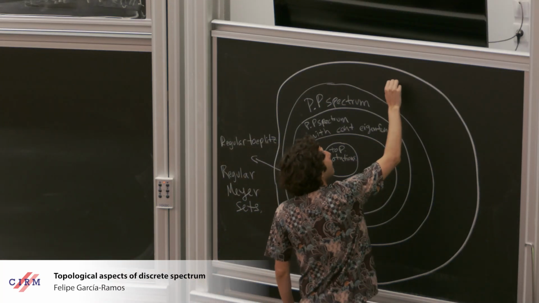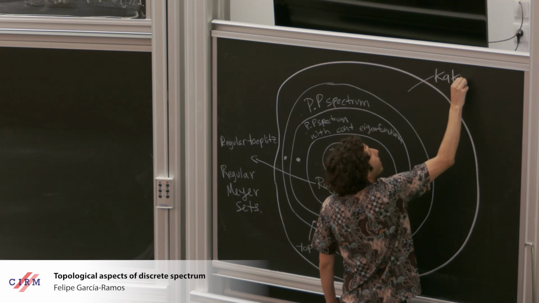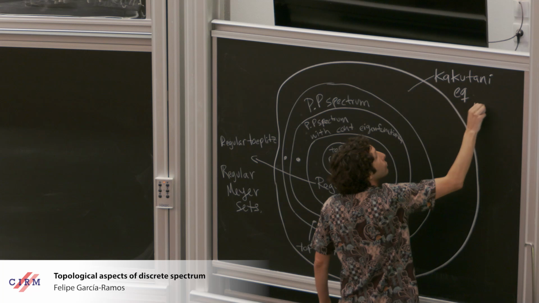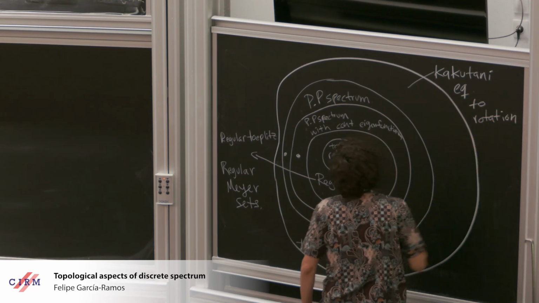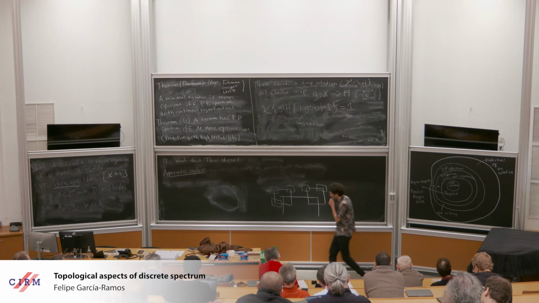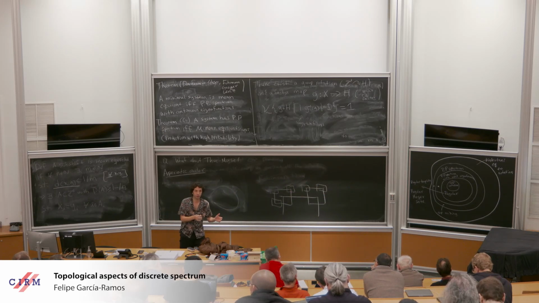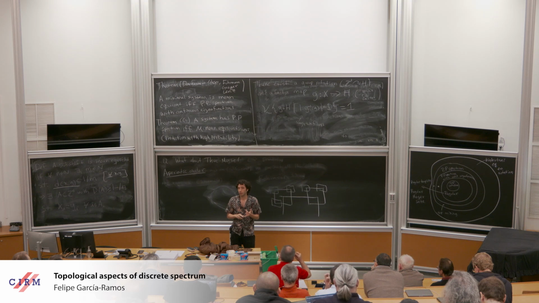That is Kakutani equivalence to rotation. So instead of asking for an isomorphism to a rotation, you can ask for Kakutani equivalence to a rotation. This is weaker, these systems still have zero entropy. These systems can be mixing in the measure sense.